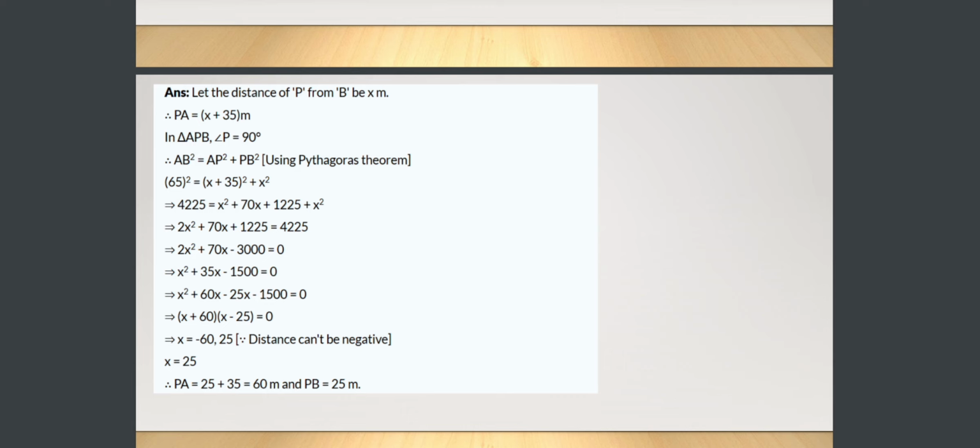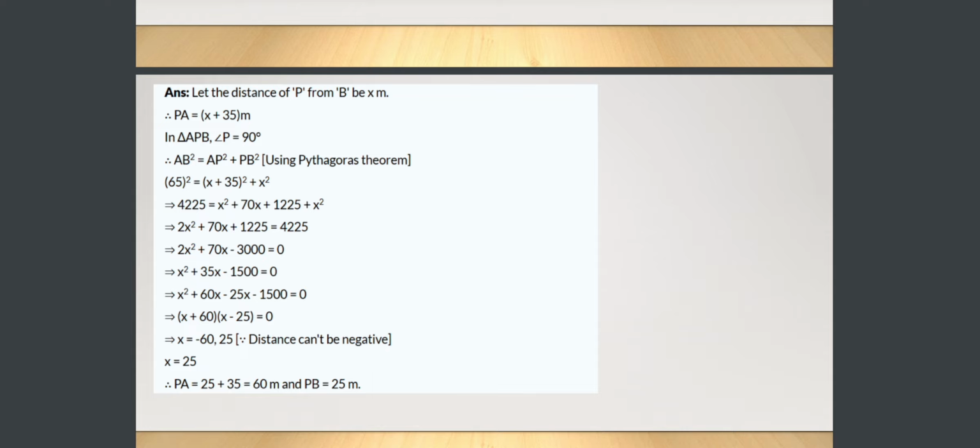And by the factorization method you can solve and you will get the value of x equals minus 60 and 25. But distance can't be negative, so x equals 25. Okay. So we have supposed PB equals x. So PB equals 25.